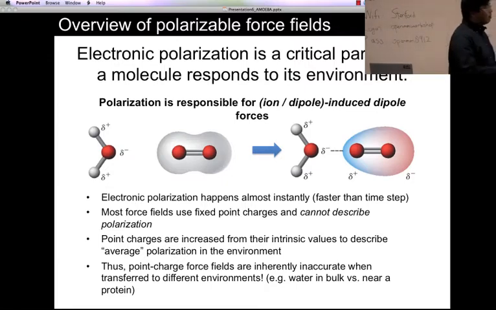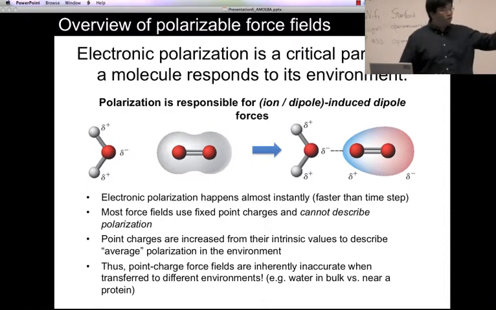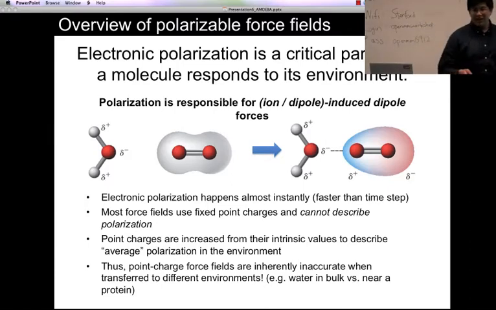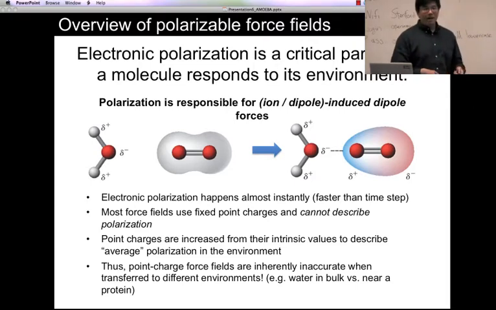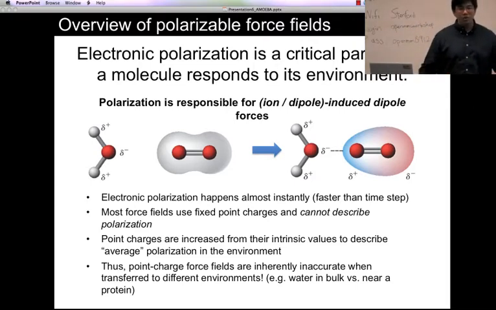So the polarizable force fields try to give you a very approximate description of the electronic degrees of freedom, whereas the conventional fixed point charges, like the AMBER and CHARMM force fields, cannot describe polarization. They try to compensate for this effect by exaggerating the atomic point charges, but it's not really a full replacement for electronic polarization.